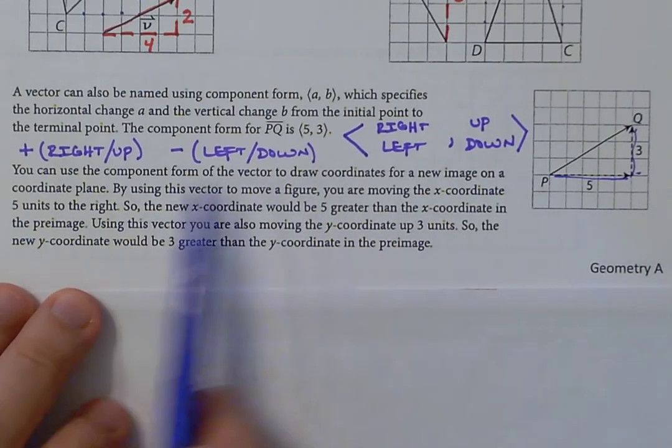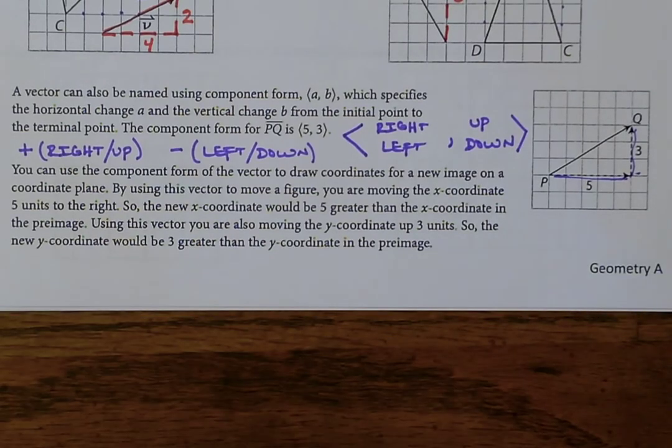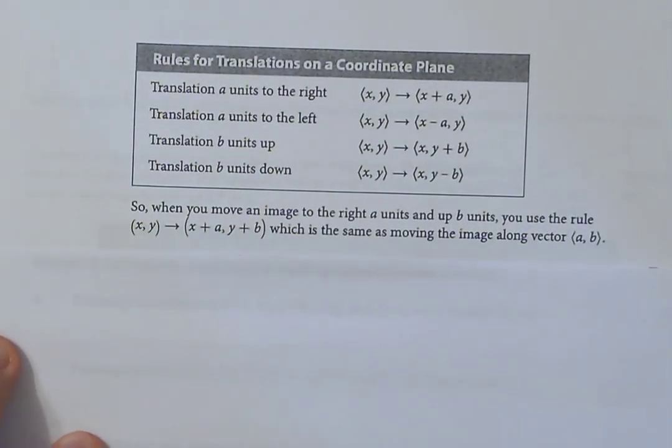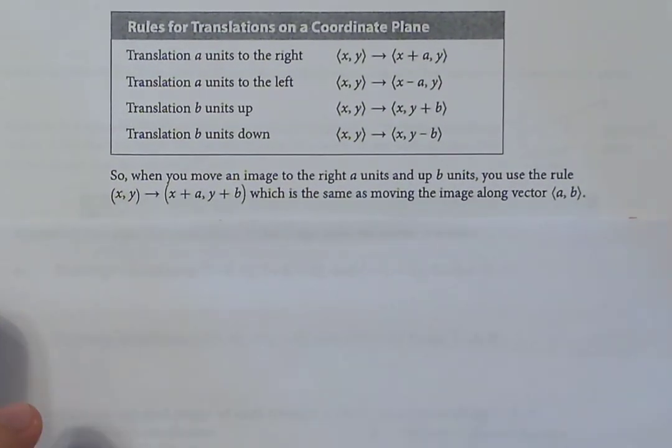And that's really what this whole point here is going to be talking about, so I'm not going to necessarily get into that. All right, with that said, we're going to jump on into example 2 on the second page. We're going to start out with the rules for translations along a coordinate plane using coordinate notation. We've talked about coordinate notation before in section 1.3. All it does is tell you how much you're moving it right or left, up or down.